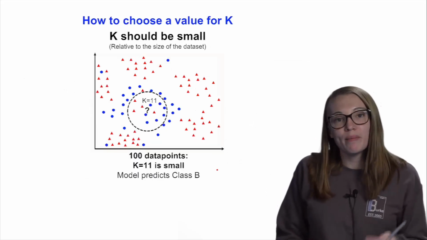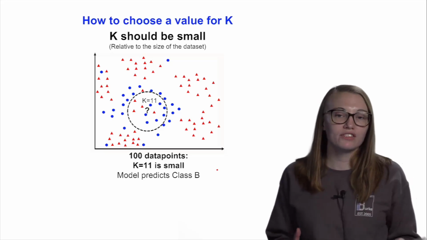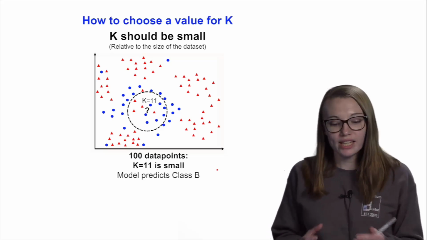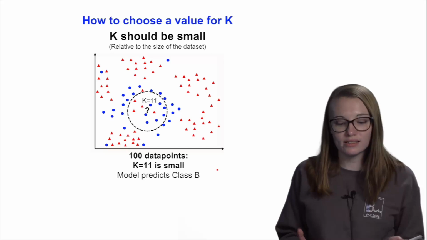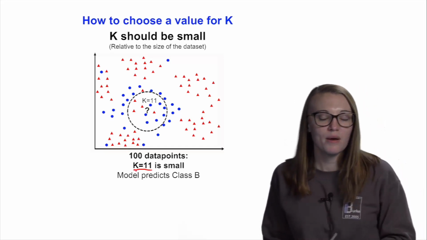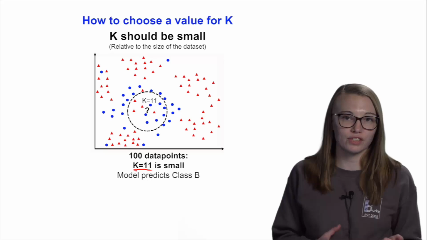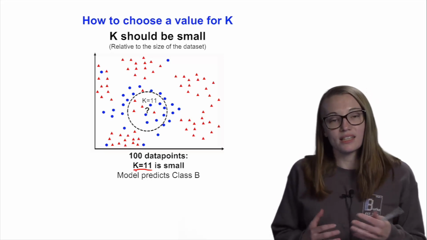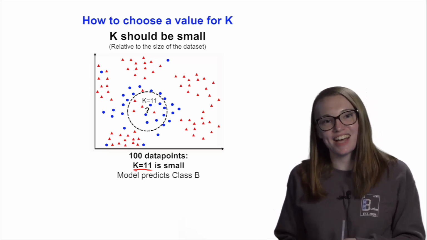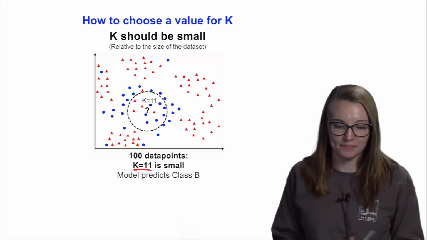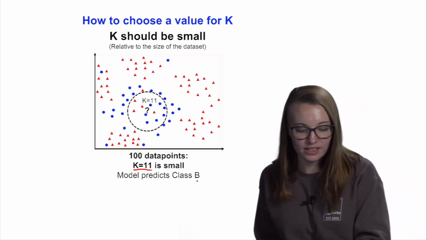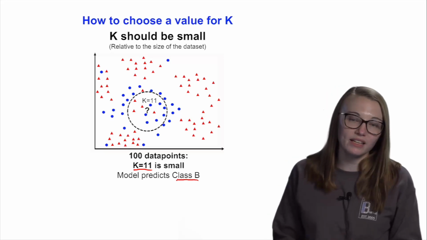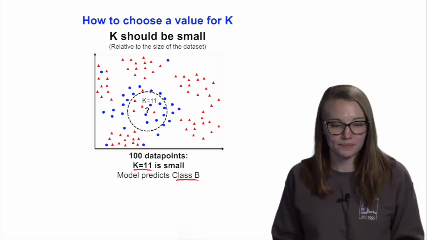It is important to remember that this is all relative to the size of the data set. So here where we have 100 data points, a k equals 11 might be an acceptable small value for k because 11 is small with respect to the size of a 100 data point data set. And this model would successfully be able to predict class B for that unknown data point.